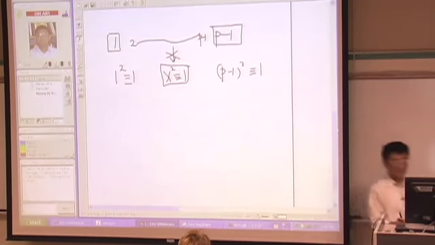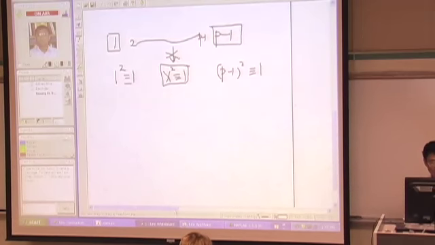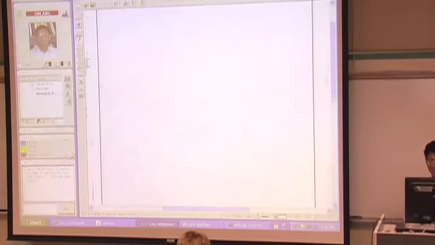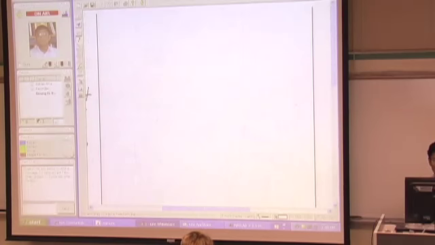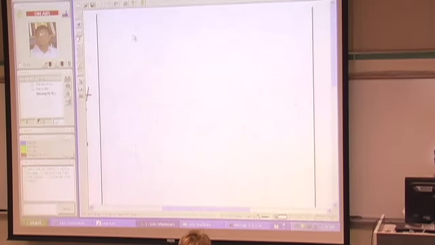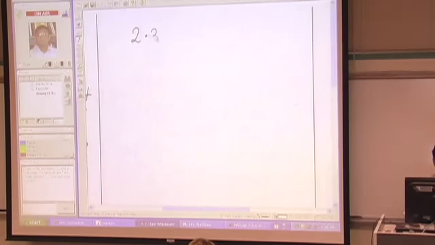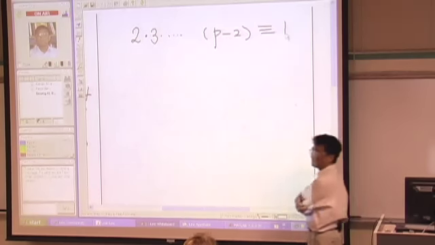Then now I will do it. So my claim, I will write the claim, right? My claim is this. If you multiply, for the prime number p, 2, 3, and all the way up to p minus 2, then it should be congruent to 1 mod p. This is my claim.